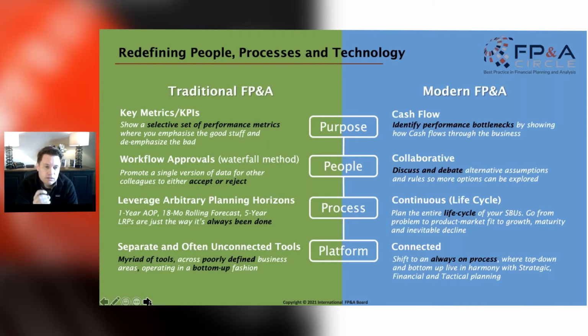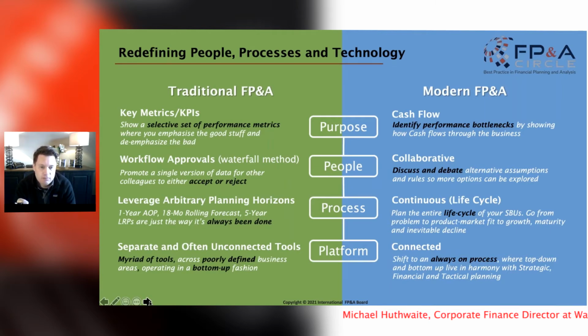We're also inserting one additional element, and that's purpose. So purpose, people, process, and platform. Let's review this. In the old traditional FP&A world, the purpose was performance management. I'm still a big believer in performance management, but what we did in performance management is we keyed in on certain metrics. We identified which metrics looked really good and we talked about those, we told a story around those, and the ones that weren't great, we just de-emphasized.